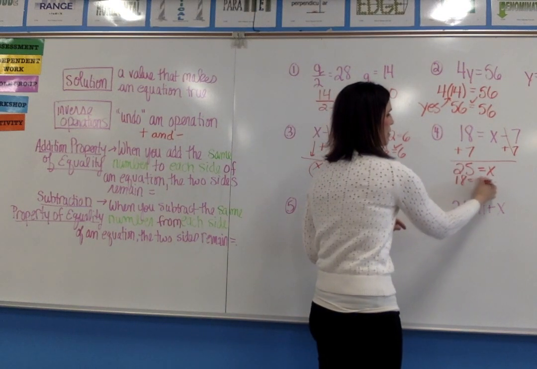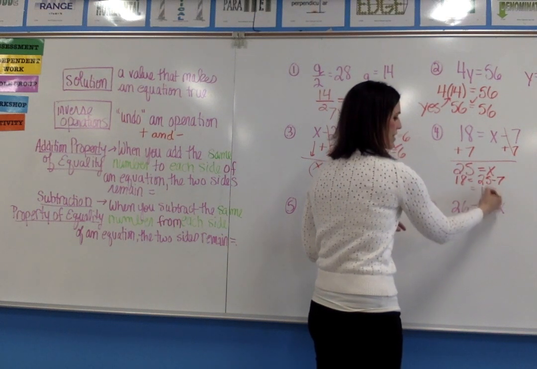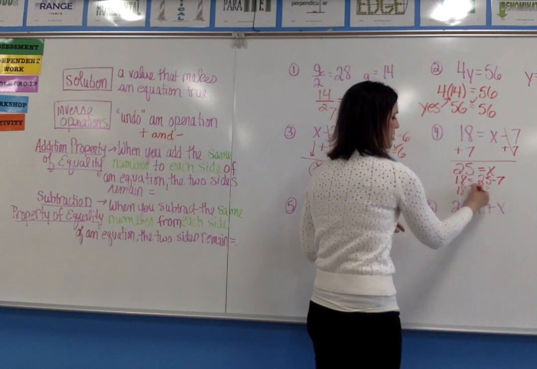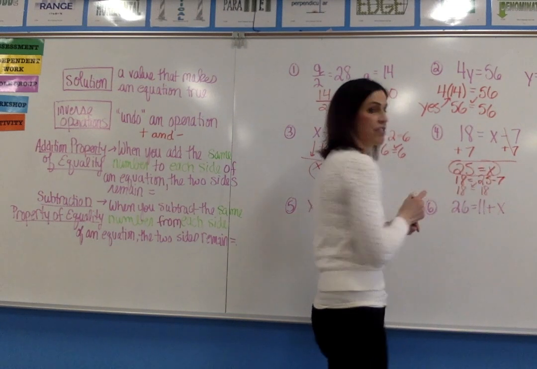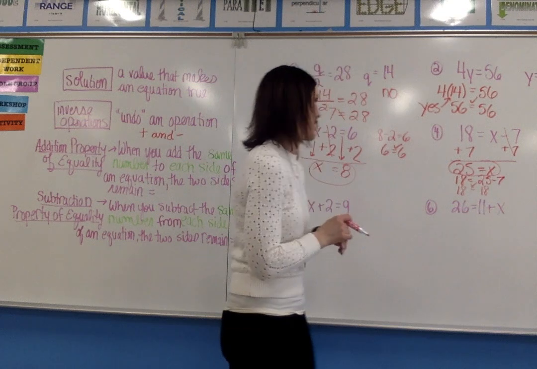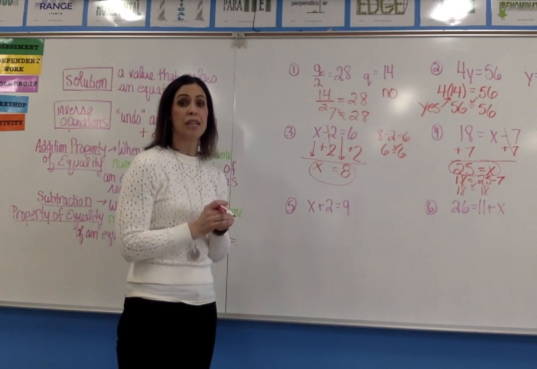Again, I'm going to do my check. 18 equals 25 minus 7. 25 minus 7 is 18. Since the left and the right-hand side are equal to each other, I know that the value that I solved for is correct. Number 5, x plus 2 equals 9.